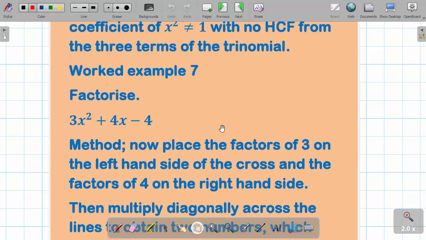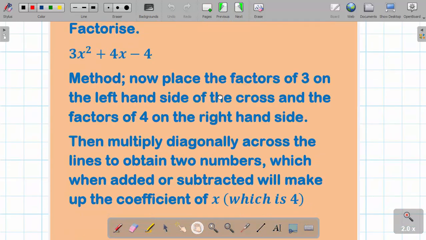We take an example: factorize 3x squared plus 4x minus 4. Method: place the factors of 3 on the left hand side of the cross and the factors of 4 on the right hand side. Then multiply diagonally across the lines to obtain two numbers, which when added or subtracted will make up the coefficient of x, which is 4 in this case.